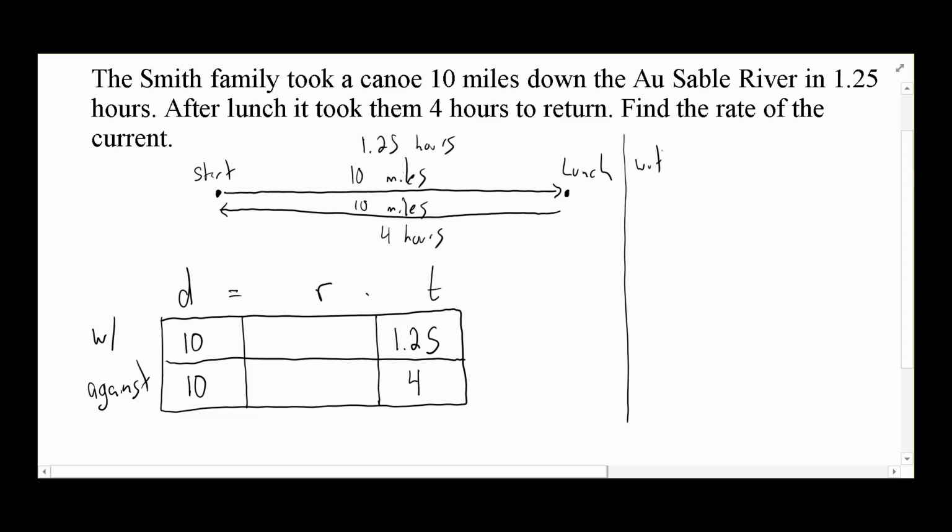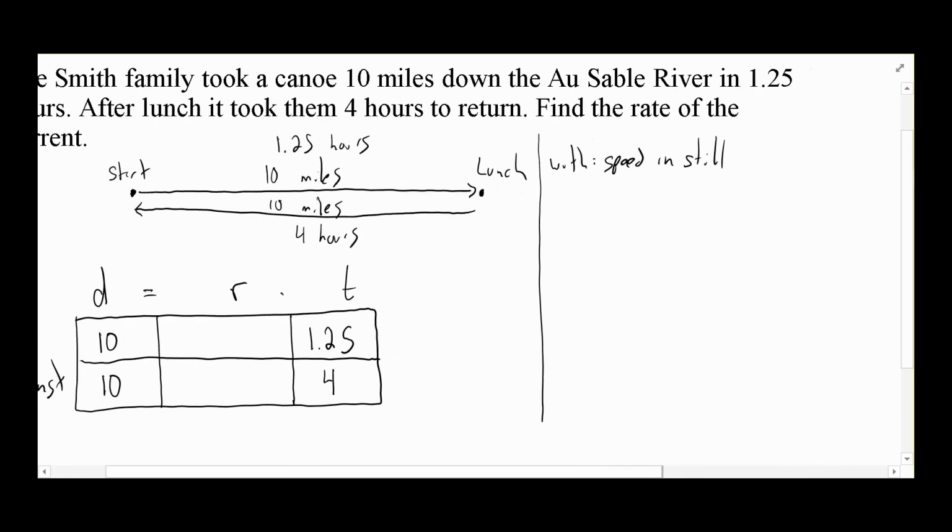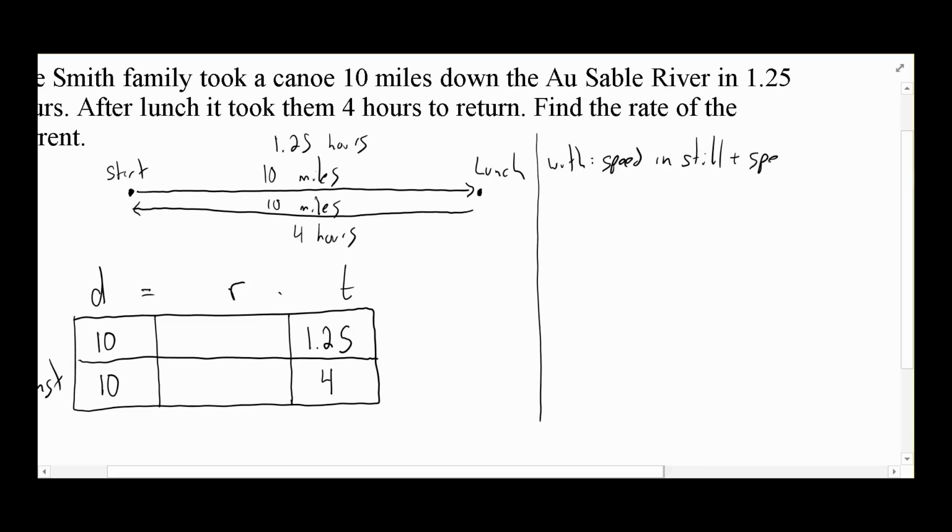that when you're going with the current, your speed is your speed in still water in this case, plus the speed of the current. And when you're going against, then you're going to take your speed in still water minus the speed of the current. Please write this out in words. It's really going to help you understand what's going on in your problem and not just throwing variables in there.